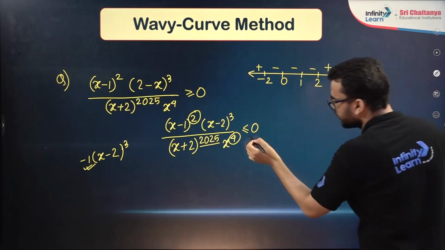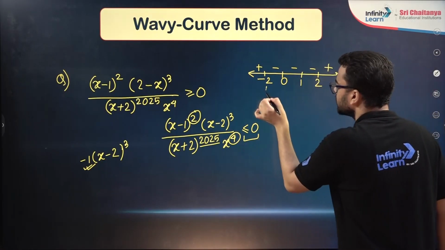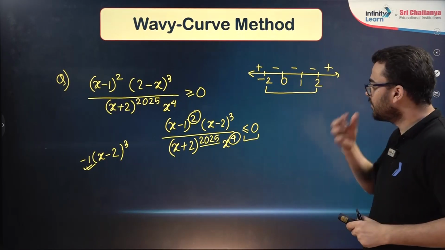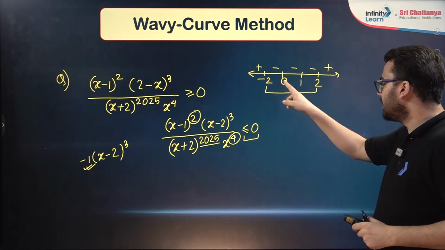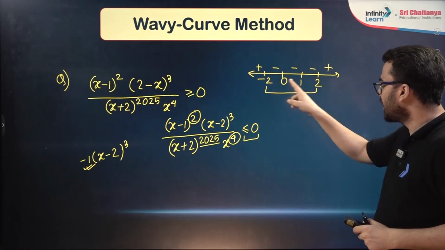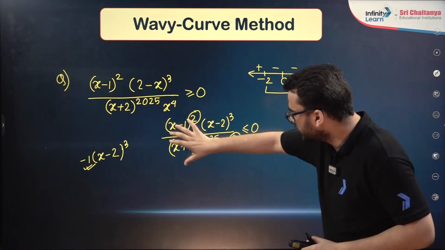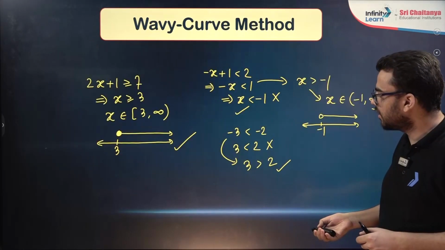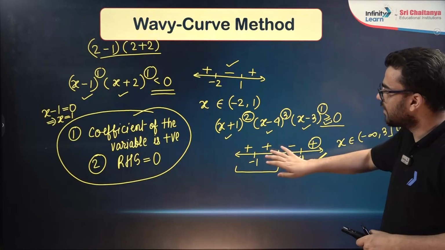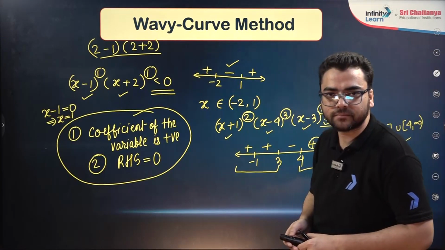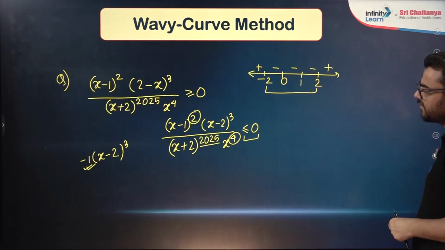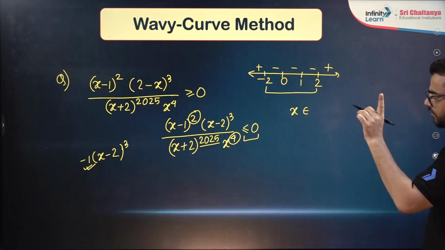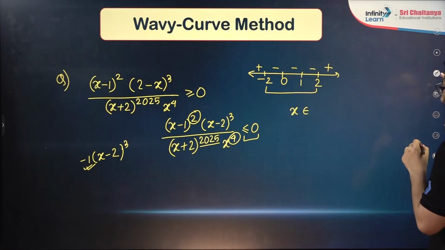So you see, we want less than or equal to 0. So this region will be the answer. Less than or equal to 0 means negative. It means if you take any value in this region from minus 2 to 2, the value of this expression will be negative only, like I was explaining in this example, right? So therefore the solution will be what? x belongs to. Now you have to be vigilant over here. Why am I saying that?